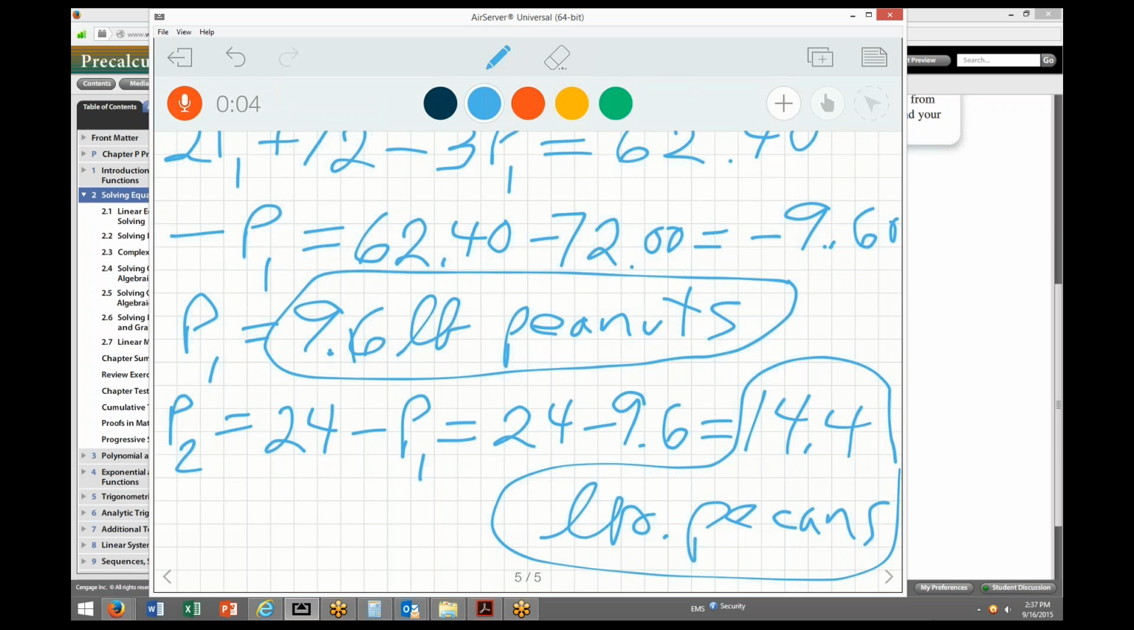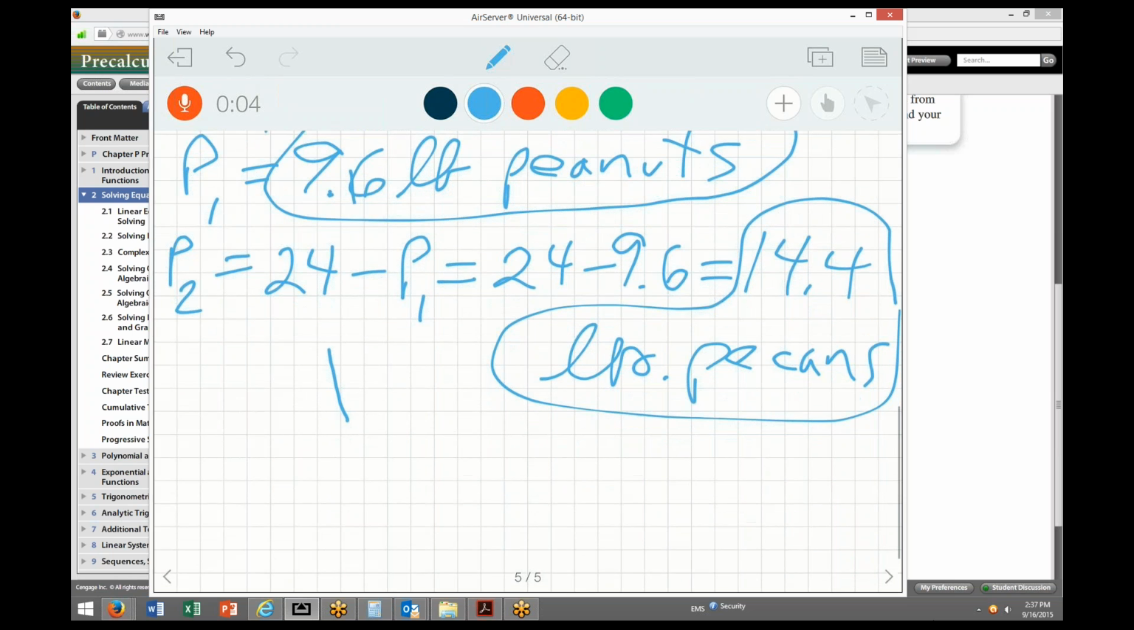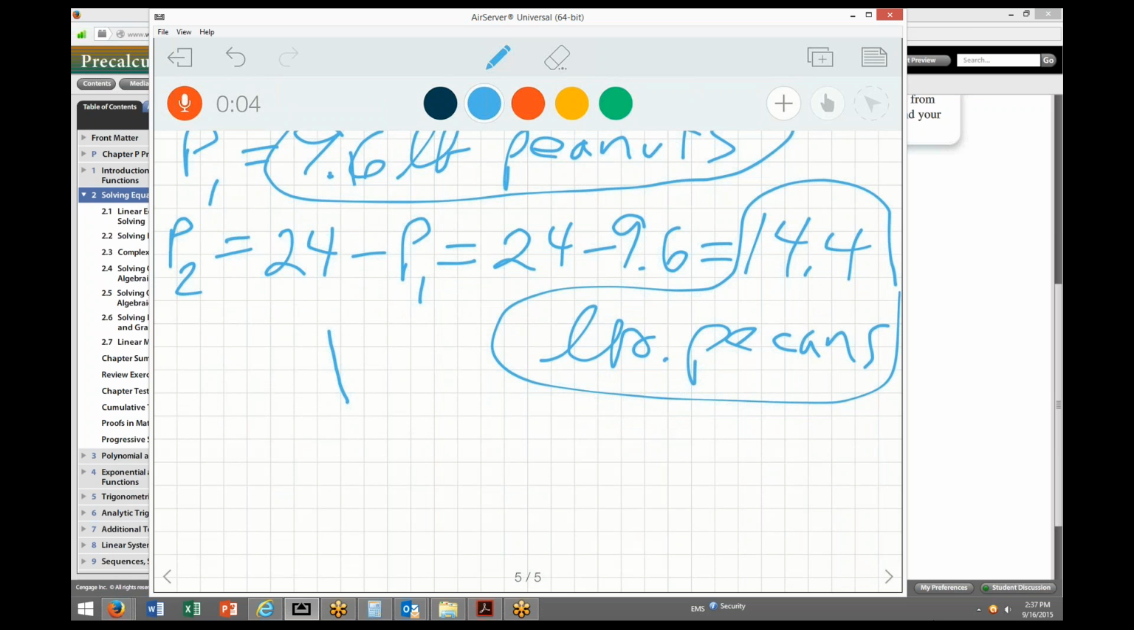And we can do one other thing, class. We can now come back and check our answer. Not a bad idea in these kinds of problems. So let's check our answer. Let's do that in red. If our answer is correct, then 9.6 pounds of peanuts times $2 a pound plus 14.4 pounds of pecans at $3 a pound should give us our total mixture price of 24 pounds times $2.60 a pound, which was $62.40.